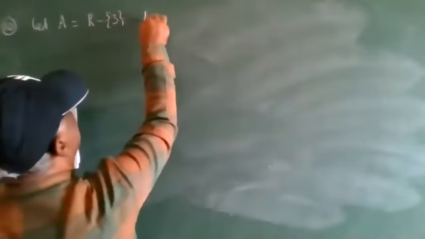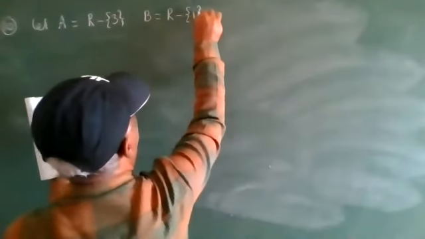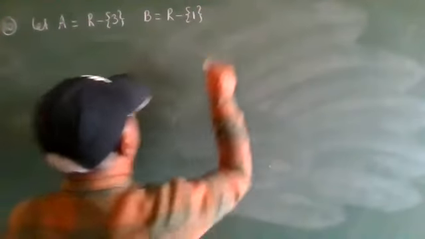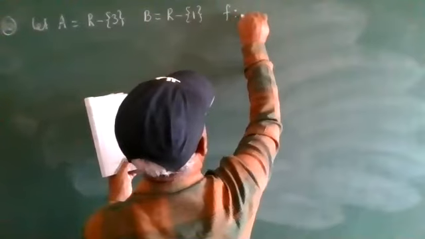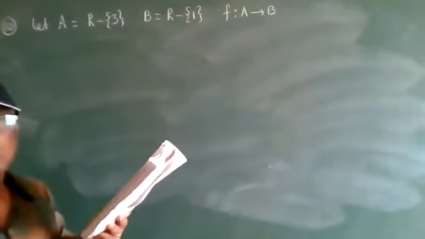Here, the 10th problem is: let A be the real numbers without 3, meaning 3 is subtracted, cancelled. And B is the real numbers without 1, 1 is cancelled. F is a mapping from A to B. A is the domain, B is the codomain.